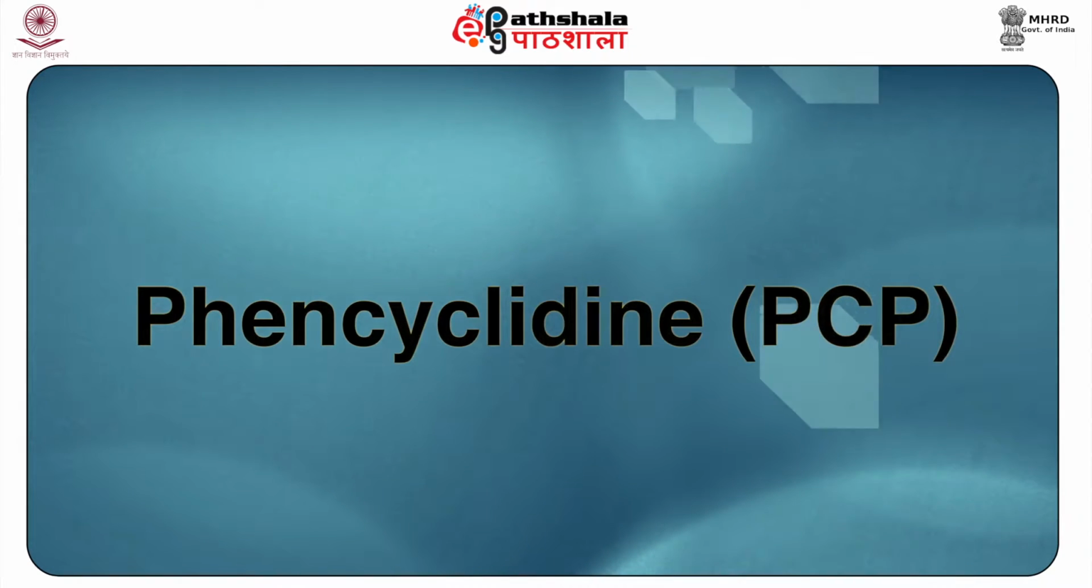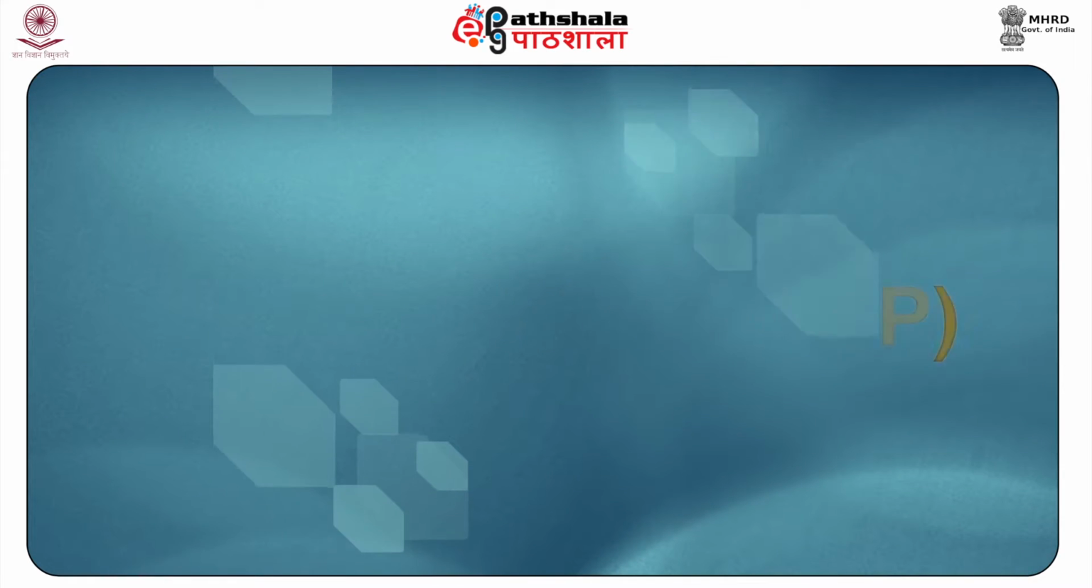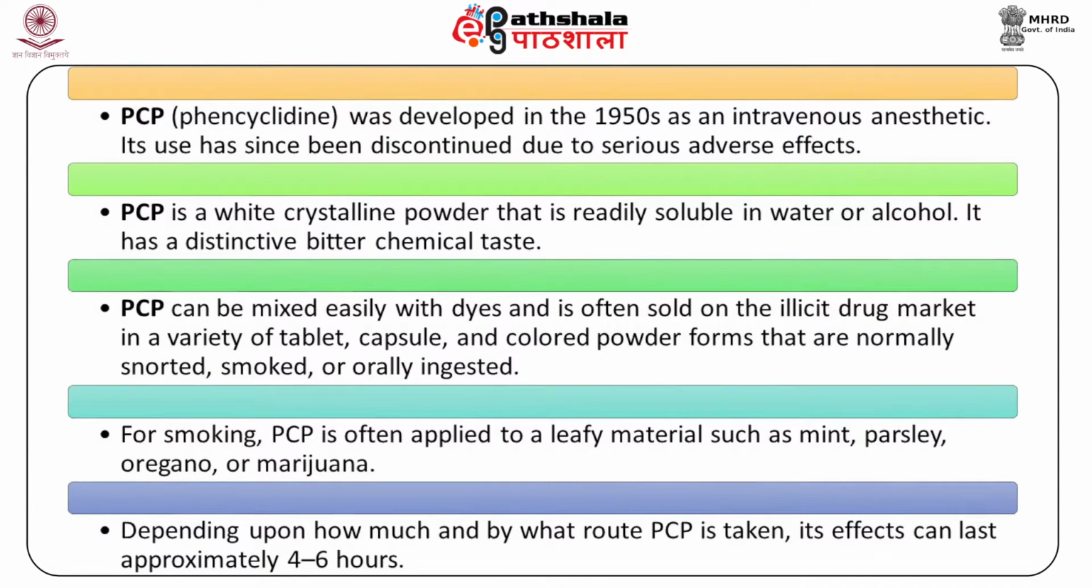Next comes Phencyclidine or PCP. PCP was developed in the 1950s as an intravenous anesthetic. Its use has since been discontinued due to serious adverse effects. PCP is a white crystalline powder that is readily soluble in water or alcohol. It has a distinctive bitter chemical taste. PCP can be mixed easily with dyes and is often sold on the illicit drug market in a variety of tablet, capsule, and colored powder forms that are normally snorted, smoked, or orally ingested.